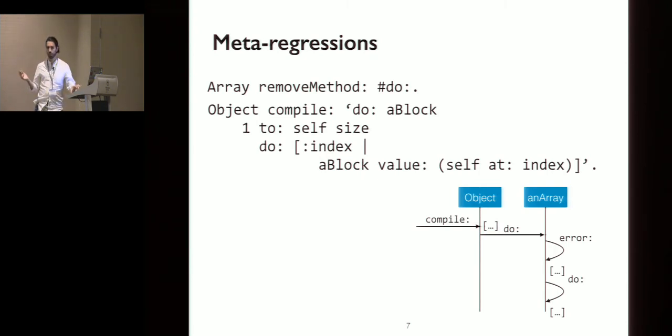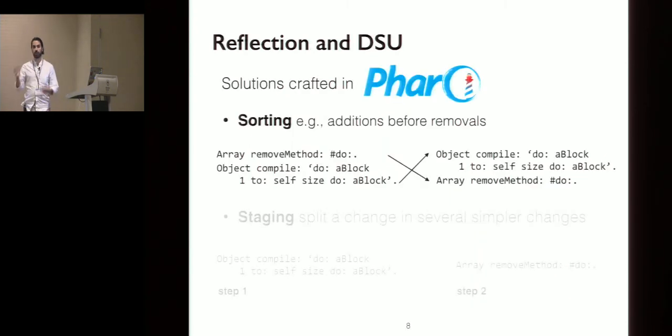So we gathered some experience applying changes at runtime in Pharo. There are some handcrafted solutions that we apply to solve this problem. One of these solutions is to sort the changes. For example, to make the example that I showed before work, we can just switch the order in which the two changes are done. If we just add the do method and then remove the old method from the array class, this change will work and our system will continue to run.